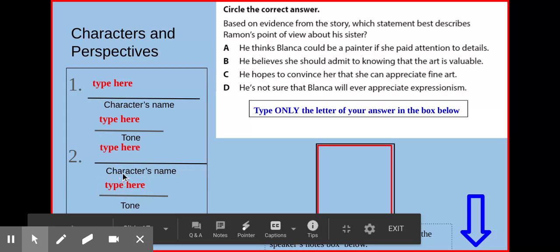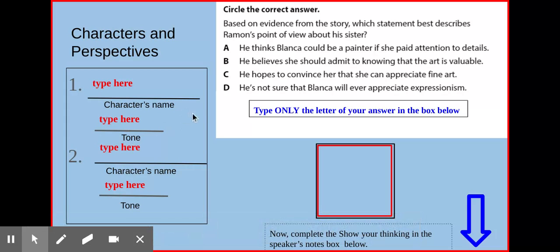We just went through what each character is and who they are and what their tone is. I want to see if you can figure it out. We gave you the evidence, we circled it and underlined it. So look back at yours, and you can pause the video and get that done. You're also going to pause the video in just a second.